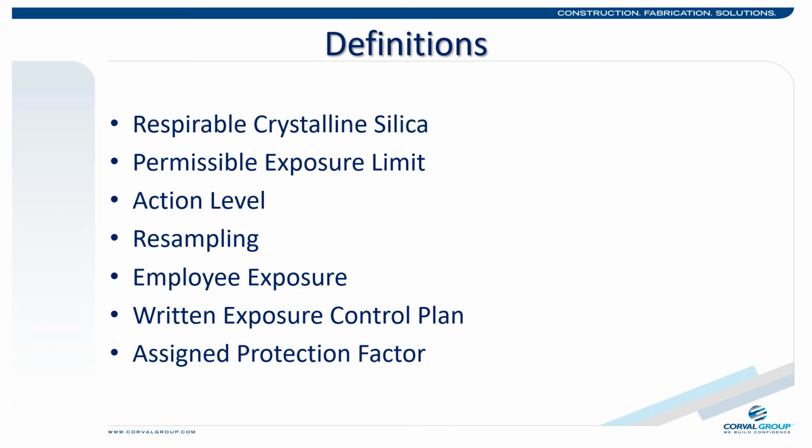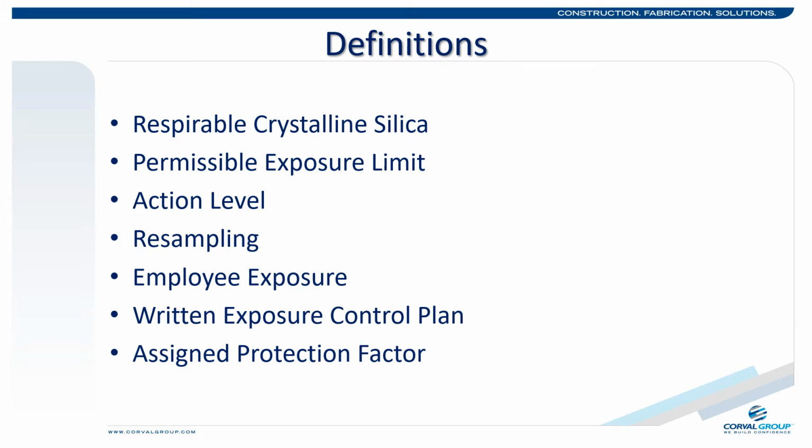Action level is half of the PEL and is the point at which the level of a substance or physical agent is high enough that the employer must take action to reduce it. Resampling of a task or location may be required at 3 or 6-month intervals based on initial sample findings. Employee exposure means the exposure to a substance or physical agent that would occur if the employee were not using a respirator or protective gear.